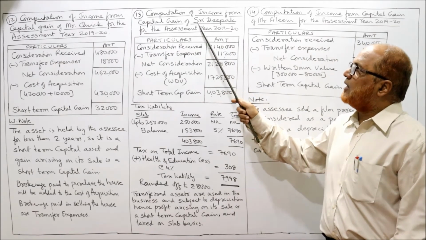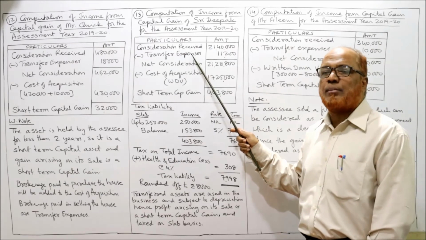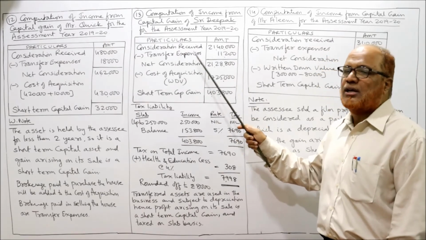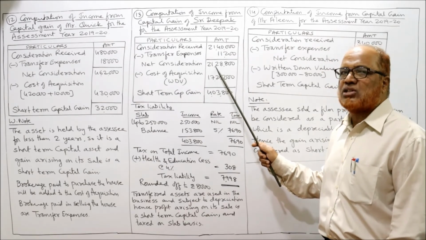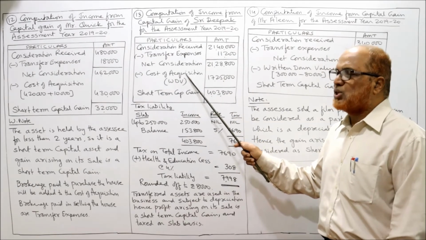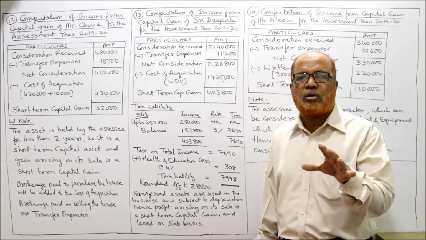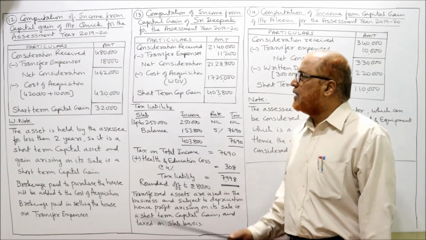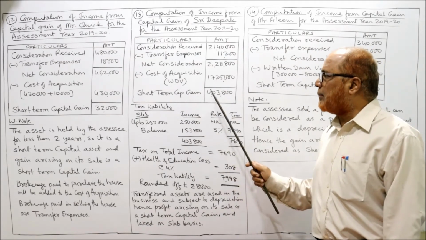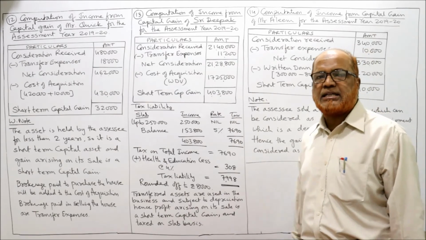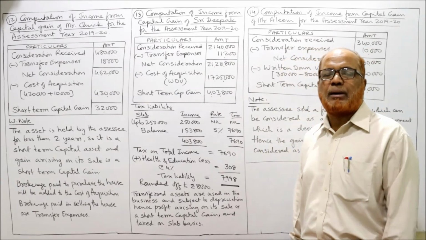Computation of income from capital gain of Sri Deepak for the assessment year. Consideration received, sale price of the machinery 21,40,000. Transfer expenses, selling expenses 11,200. Net consideration we got. Cost of acquisition will be the WDV, written down value of the machinery. So WDV of the machinery is 17,25,000. The short term capital gain is 4,03,800. The first part we have completed, we have calculated the short term capital gain.